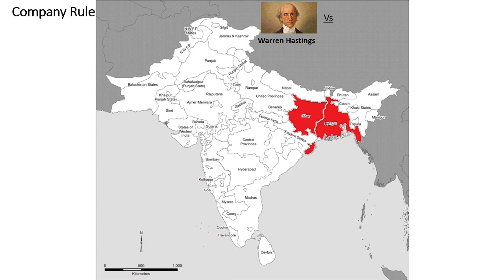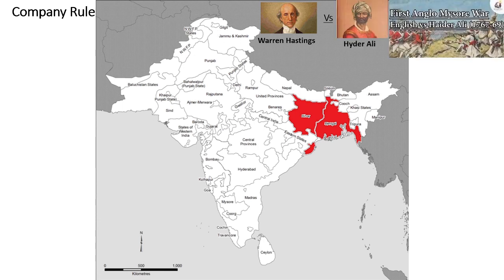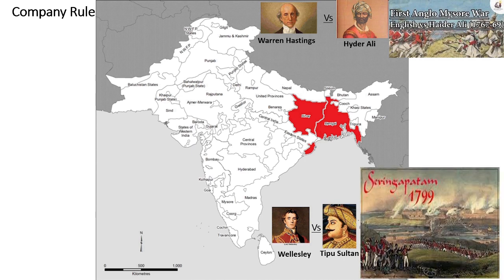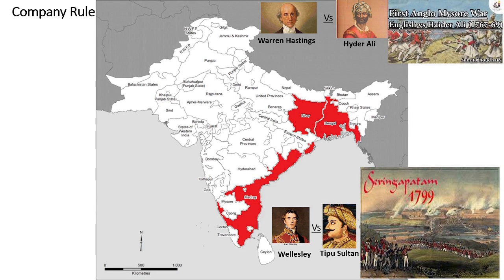Warren Hastings first attacked the Sultan of Mysore, Hyder Ali, in the first Anglo-Mysore War in 1767, followed by his successor Wellesley, who with the help of the Nizam of Hyderabad and the Marathas attacked the famous Tipu Sultan, the last Sultan of Mysore, in the Battle of Seringapatam in 1799. Tipu Sultan was killed and the company captured the Madras and Mysore provinces.